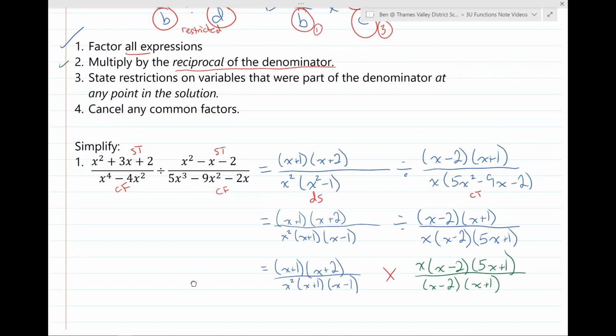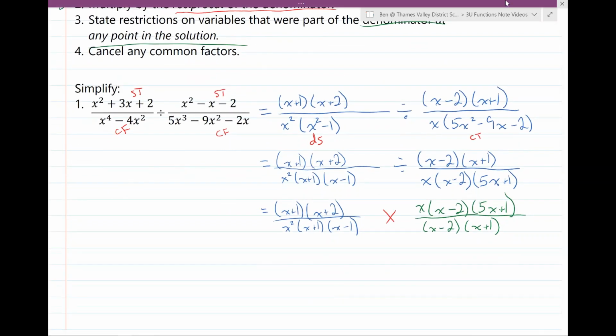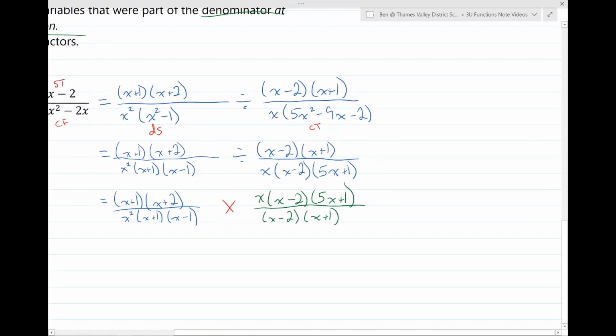Now we need to state any restrictions on variables that were part of the denominator at any point in the solution. Oops, let's not check that off yet. I know how to do that. That's in positions A, C, and D. So we'll take a quick look. A, C, and D, we're finding restrictions. I'll call it factor 1. x squared cannot equal 0, and really we just need to consider x cannot equal 0 here. And then factor 2, that's x plus 1 cannot equal 0. Well, that means that x cannot equal negative 1.